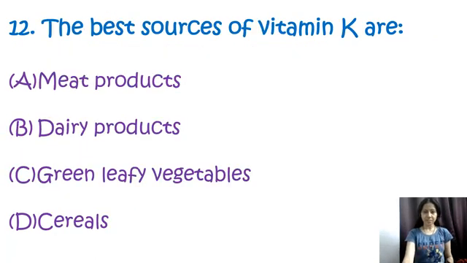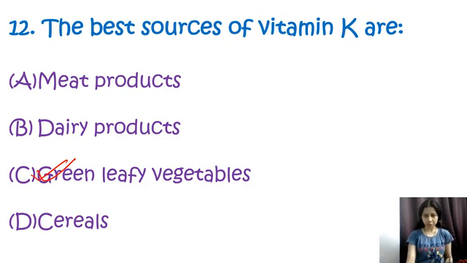Question number 12. The best source of vitamin K are. Options are meat products, dairy products, green leafy vegetables, or cereals. So the best source of vitamin K are the green leafy vegetables. That is option C is my correct option. While the other options, meat products, dairy products, or cereals, also contain some amount of vitamin K.